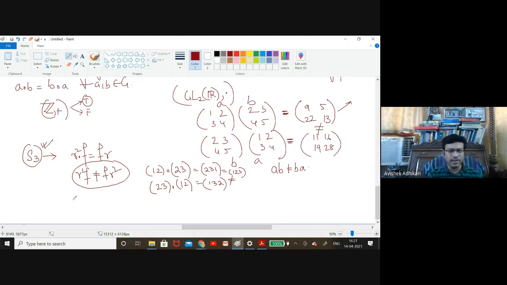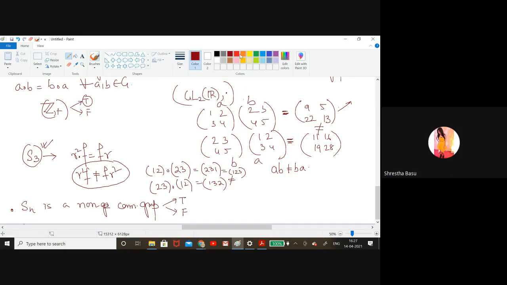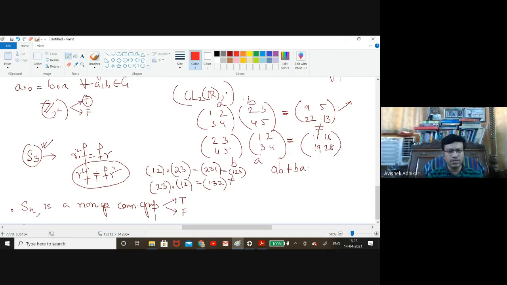Okay, if I ask you the question, Sn is a non-commutative group, true or false? True, sir. But S2 is commutative. Very good. So if I ask you this question, then this question is incomplete because I have not said anything about n. If I ask you the question n greater than or equal to 2, then suddenly the answer will be false because S2, how many elements are there?